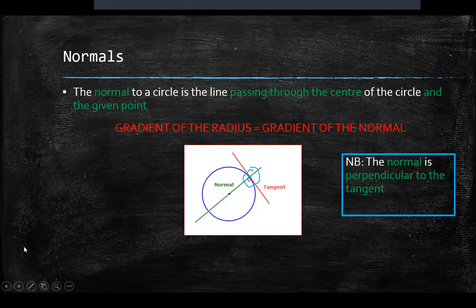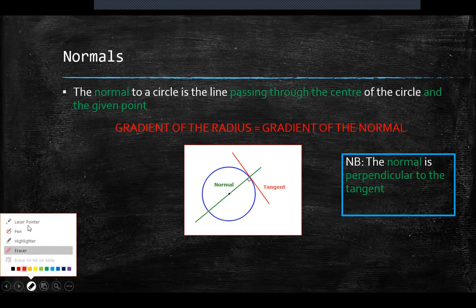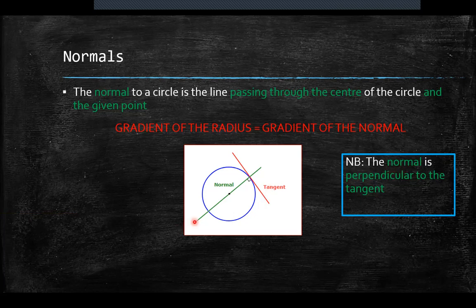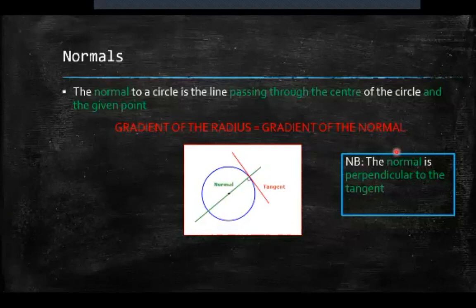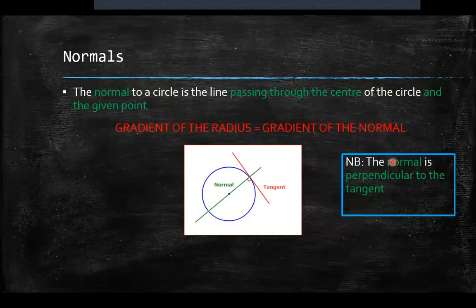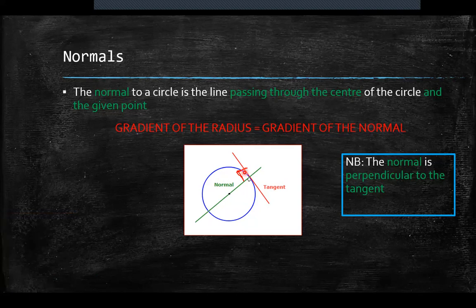Right, let's keep going. So now that we know that, the normal, this green line here, is perpendicular to the tangent. Just like the tangent is perpendicular to the radius, the normal is perpendicular to the tangent. Or I could say tangent perpendicular to normal. Same thing. But just remember, these lines are perpendicular. What I mean by perpendicular, they meet each other at right angles. So you need to remember that.